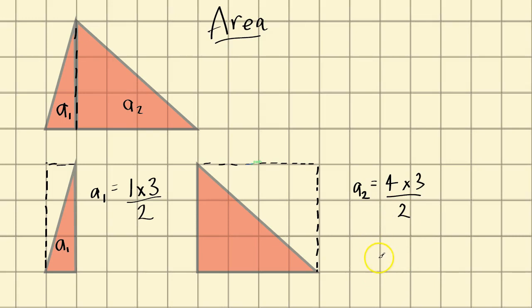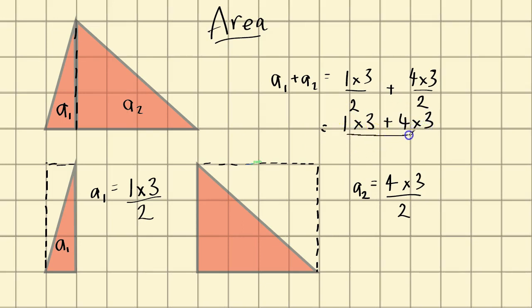So to find my entire area, I would need to add these 2 areas together. So I'm just going to do that without working any of this out, and the reason is I want to see if it can be simplified. So A1 plus A2 is 1 times 3 over 2 plus 4 times 3 over 2. Well, they're both over 2, so we know with fractions that have the same denominator we can just add the numbers that are on top. So we've got, already we're able to make this a bit easier, 1 times 3 plus 4 times 3 over 2.